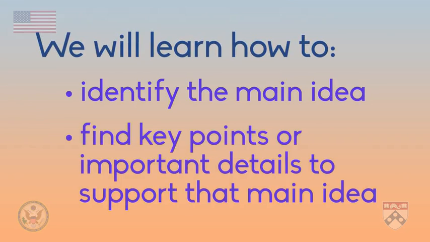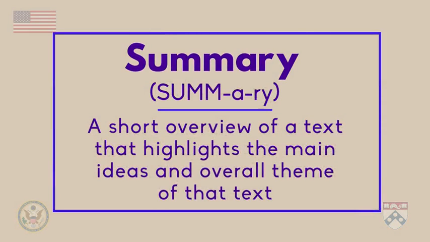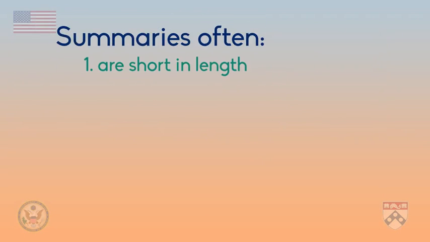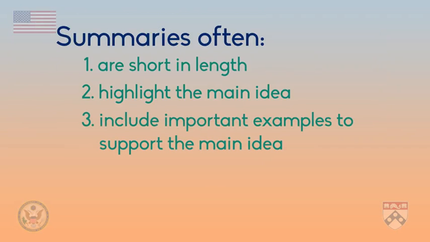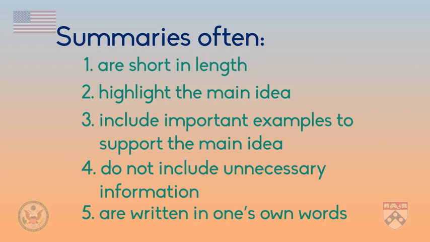So, what exactly is a summary? A summary is a short overview of a text that highlights the main ideas and overall theme of that text. Summaries often are short in length, highlight the main idea, include important examples to support the main idea, do not include unnecessary information, and are written in one's own words.